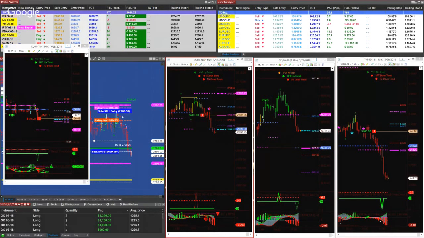We have a new signal from the market analyzer. Sell order on the Russell. Entry on the Russell 624.7, target 619.3, short. So it seems like we're about to hit $1,000 on those two trades. That will be very nice.